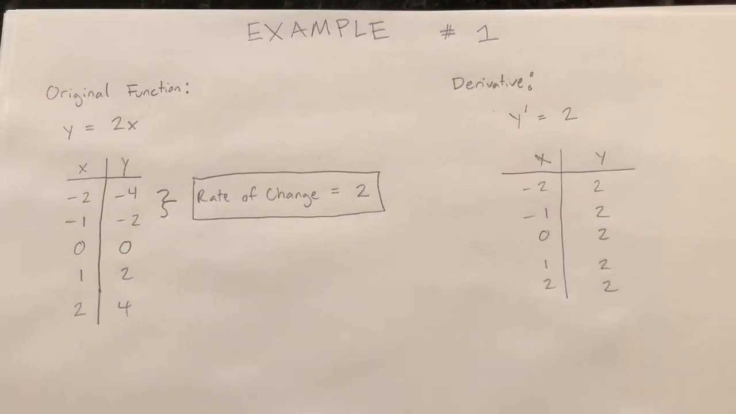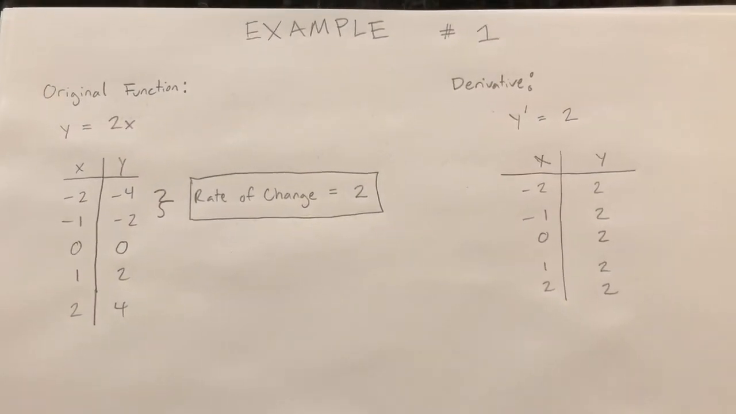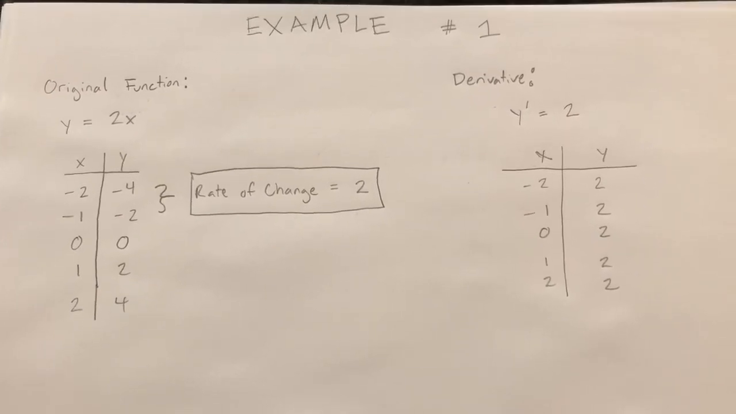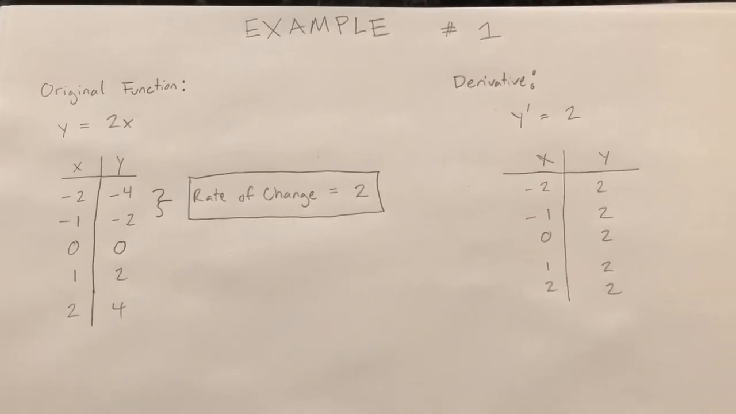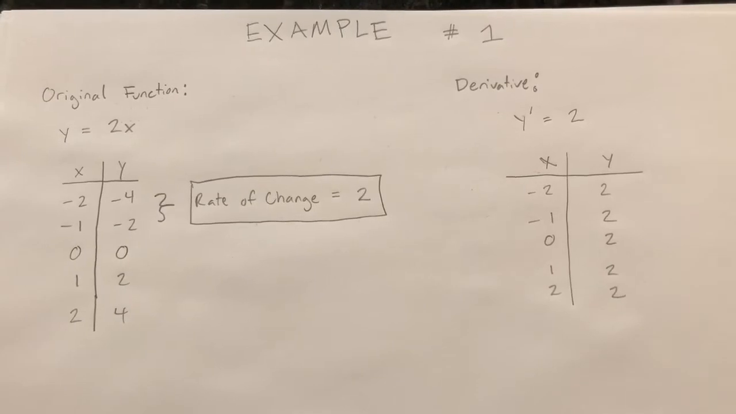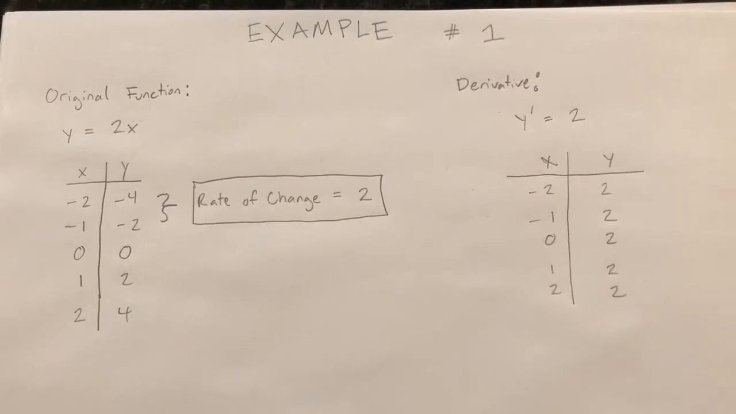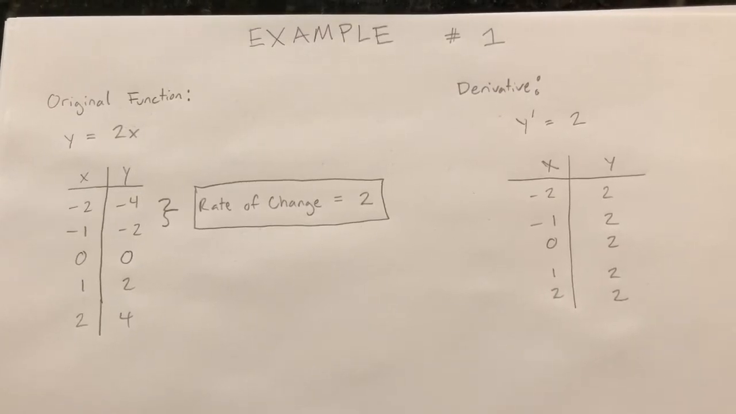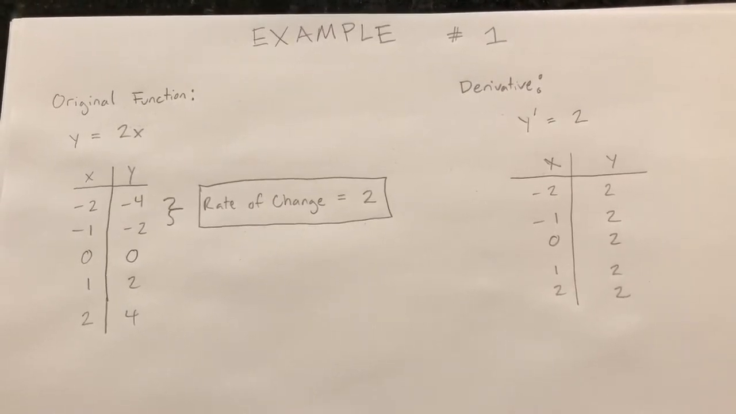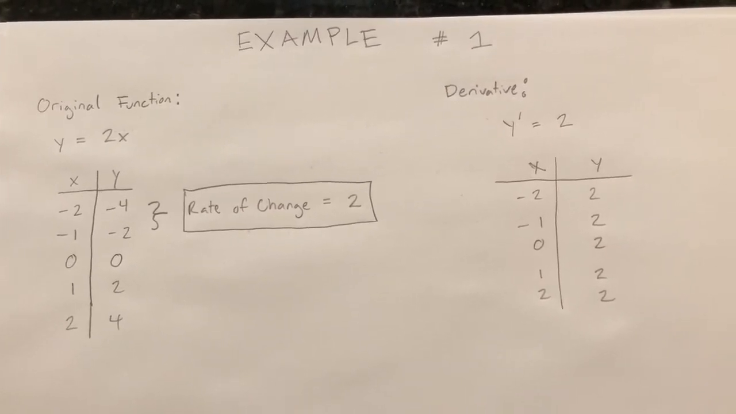For our first example, we have the function y equals 2x. Now, if you notice the x points on the graph y equals 2x, the y values are increasing at a constant rate of change of 2. Therefore, if we were to graph this constant rate of change, otherwise known as the derivative, you'll see that the function would just be y equals 2.